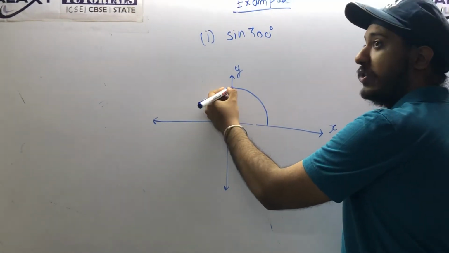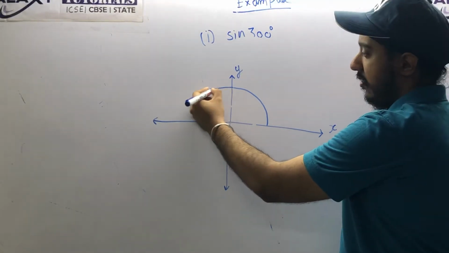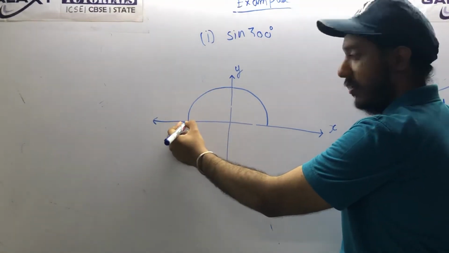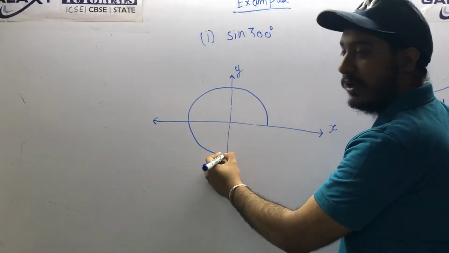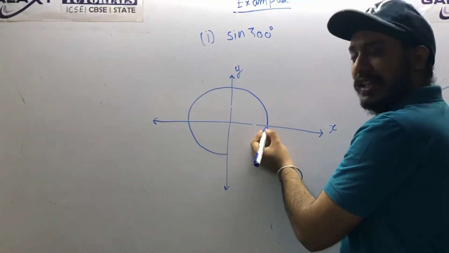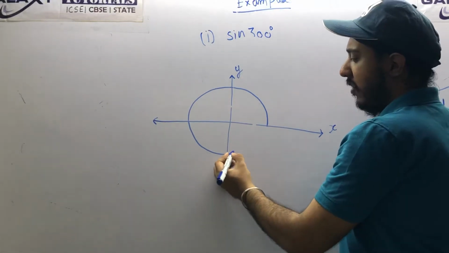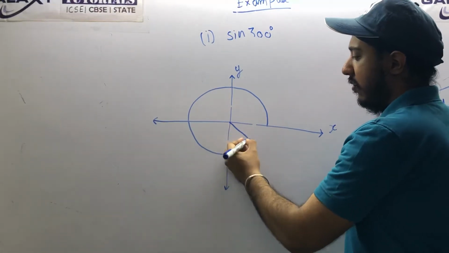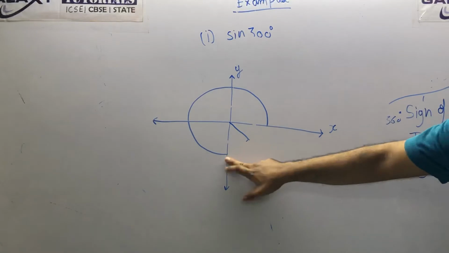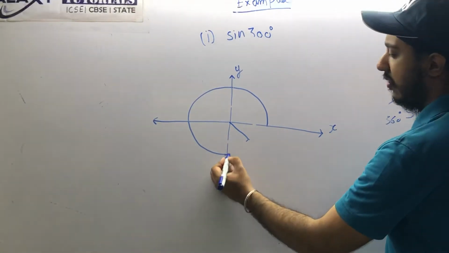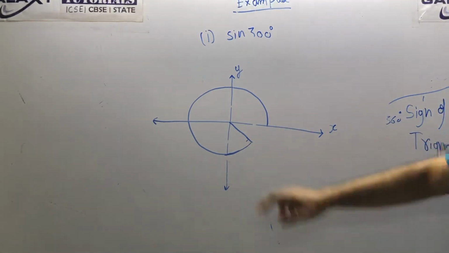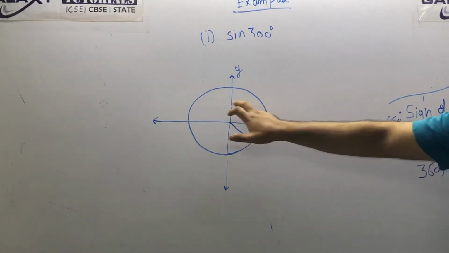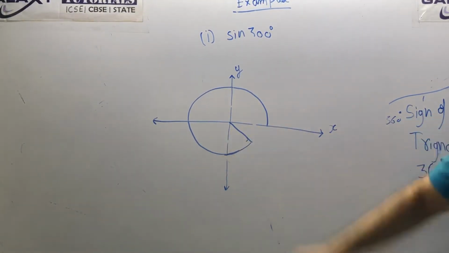Till here is how much? 90 degrees. Then 180. Then 270, and till here is 360. So 300 will be somewhere here in between. Somewhere here in between you will get 300. So in which quadrant is this? First, second, third, fourth. This is the fourth quadrant.